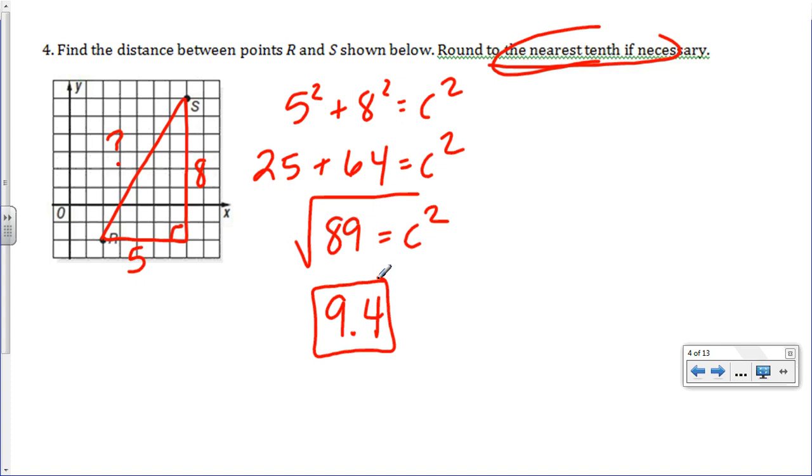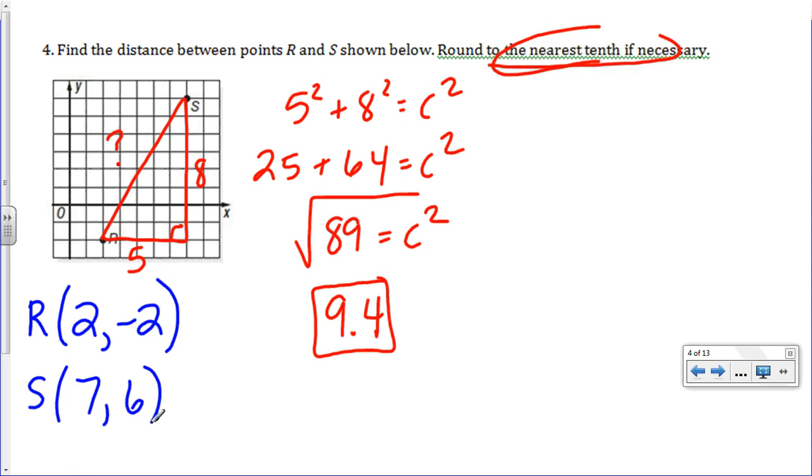Alright. If you want to be ambitious and try the distance formula on this one, you are more than welcome to. But again, you've got to get those ordered pairs right from the start. So because you're not given the ordered pairs, I would shy away from that. But I'll show you how to do it just in case you want to try it. So first thing I need to do if I'm going to use the distance formula is I've got to get ordered pairs for R and S. R, I'm going over 2 and down 2. So that would be over 2, down 2. For S, I'm going over 7 and up 8. So that would be, I'm going over 7 and up 6. See, I already made a mistake.